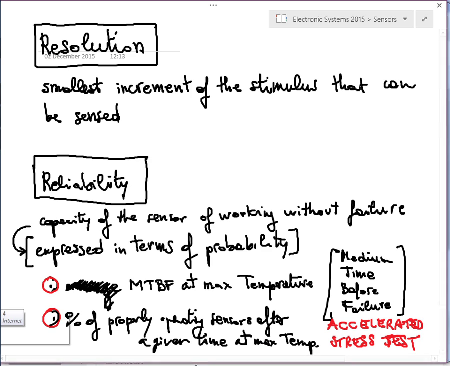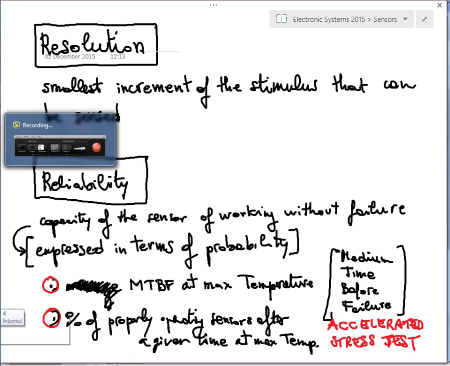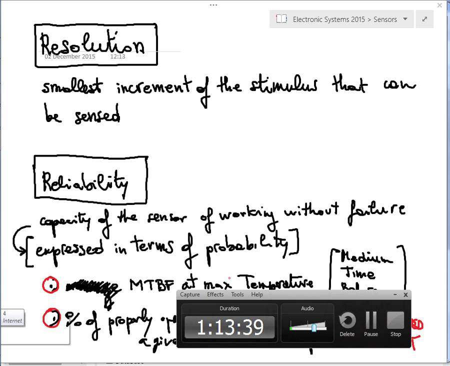Right, I would like to stop here. We make a break, and then we start looking at how accelerometers work.